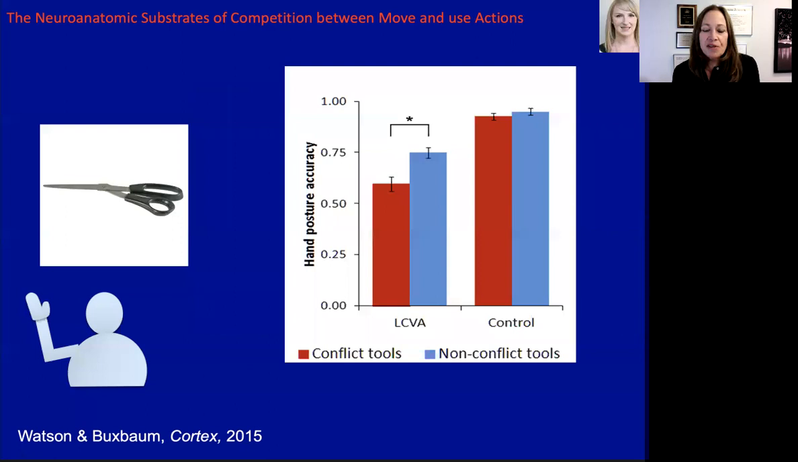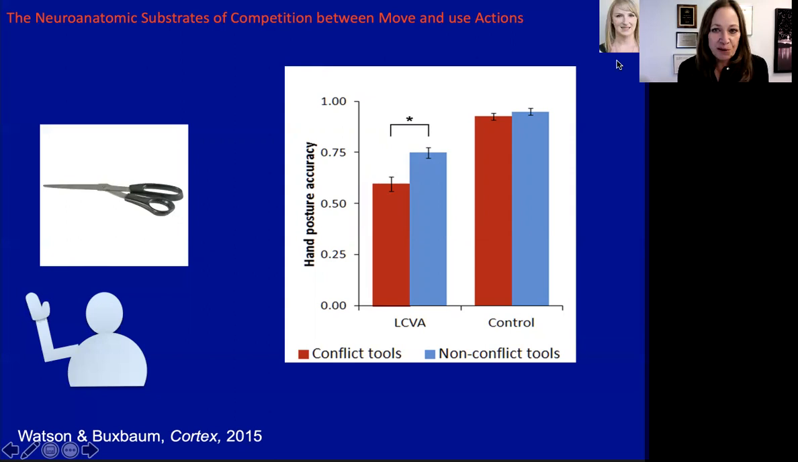She and others, apraxics, make many more of these errors with conflict tools than with non-conflict tools. So this suggested to us that competition between the move and the use actions is really a potent source of errors, pantomime errors in apraxia. And here's hand posture accuracy on this axis. And I should have said, this is a beautiful work of Christine Watson, a former postdoc.